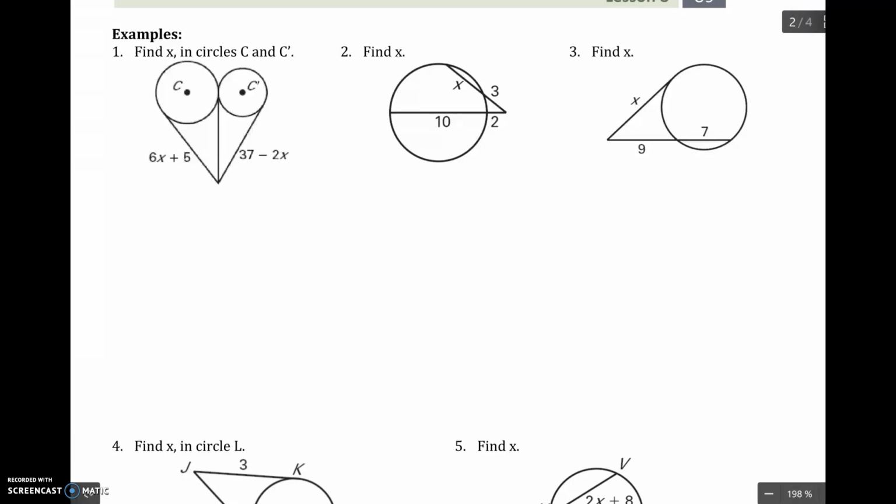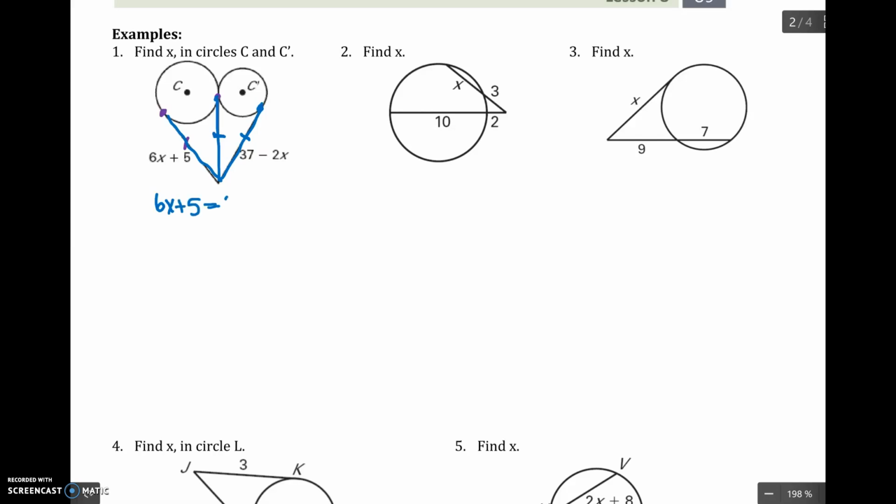So in number 1, if you look at circle C, we have two tangents that both come to it. You can tell they're tangents because they only have one point of intersection, so that makes these segments congruent. And then when you look at circle C prime, these segments are both tangents to that one. And so these would be congruent, and therefore all 3 segments here, here, and here would have to be congruent. So I could set these equal.